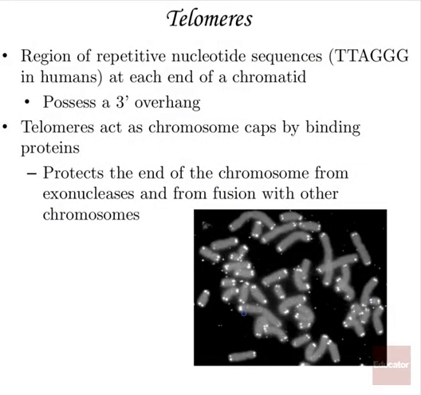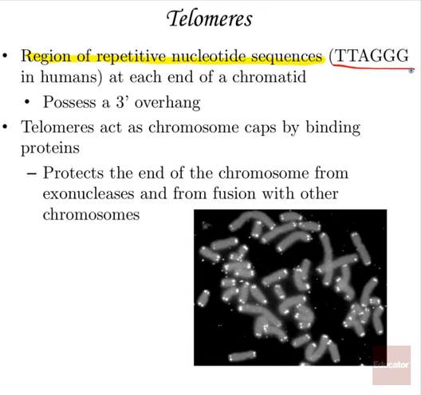Now, we've talked about the fact that everything needs to be primed, and we've talked about Okazaki fragment processing, but we don't talk about what happens when we get to the very ends of the chromosomes, at the telomeres. What is a telomere first and foremost, and why does it bring about what's called the end replication problem? Well, telomeres are regions of repetitive nucleotide sequences. In humans, that sequence is TTAGGG, and that's found at the end of each chromatid.